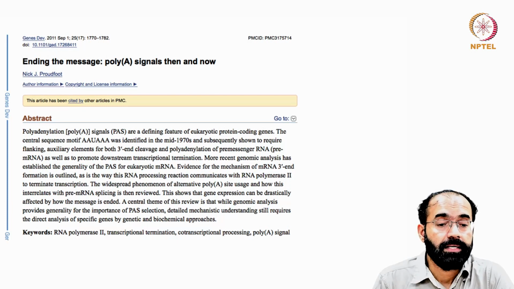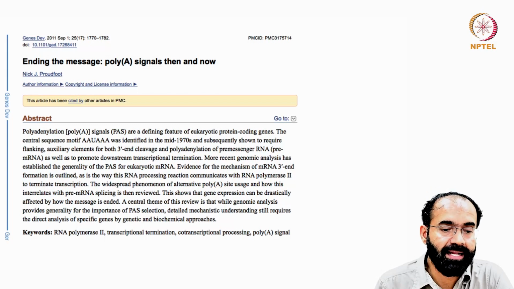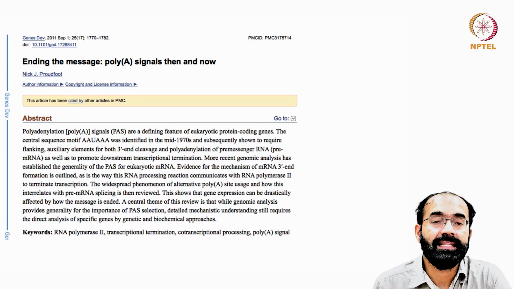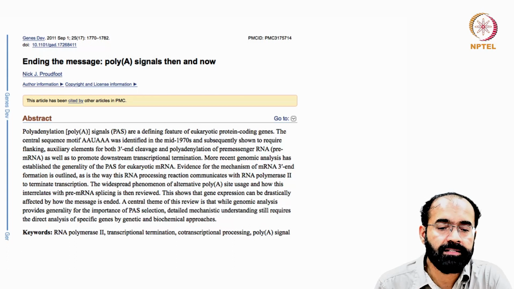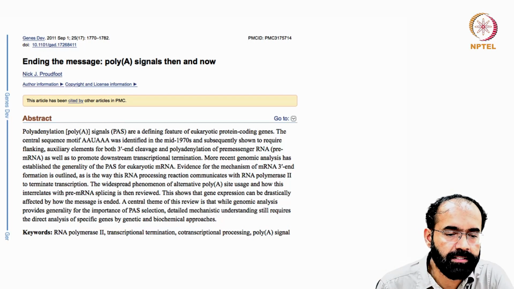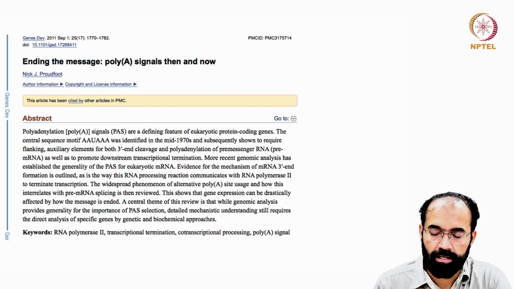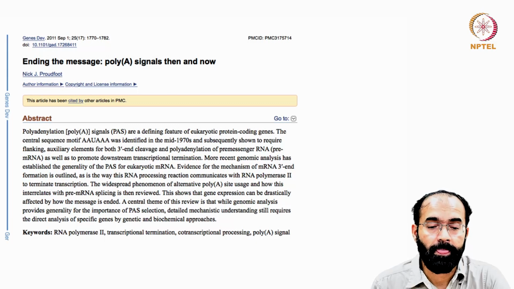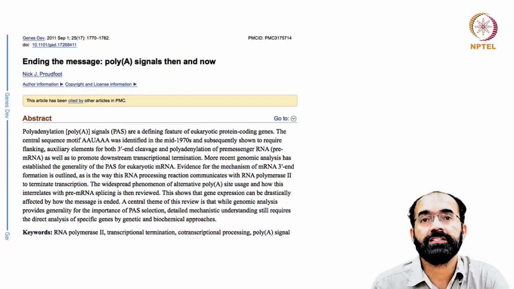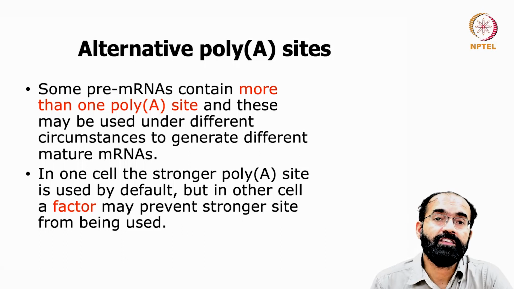One of these articles was published in the journal Genes and Development, on messenger poly-A signals then and now, which is an interesting publication, and those who are interested can read it. It is a little old, I think it was published in 2011. It is quite interesting to read. You should try to read it, and those who could not access it, you can contact me and I will provide ways of reading. And what are the alternative poly-A sites?